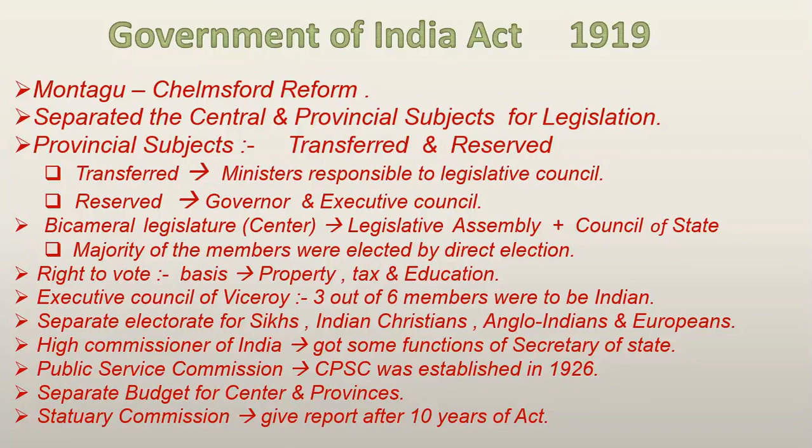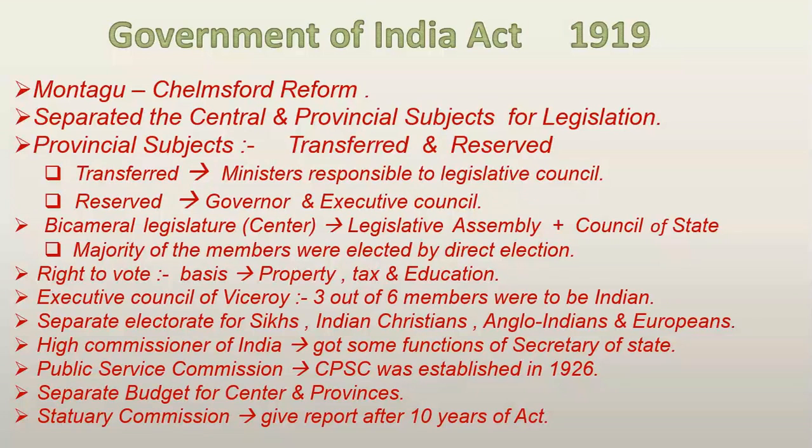Now friends, this act also provided for the separate budget for center and provinces. Now what does it mean? So till now what was the practice? That the power of budget was only in the hand of center. So budget was only passed in center, and the power of budget or money was only in the hands of center or Governor General of India and Viceroy. But now center had different budget and provinces had different budgets.